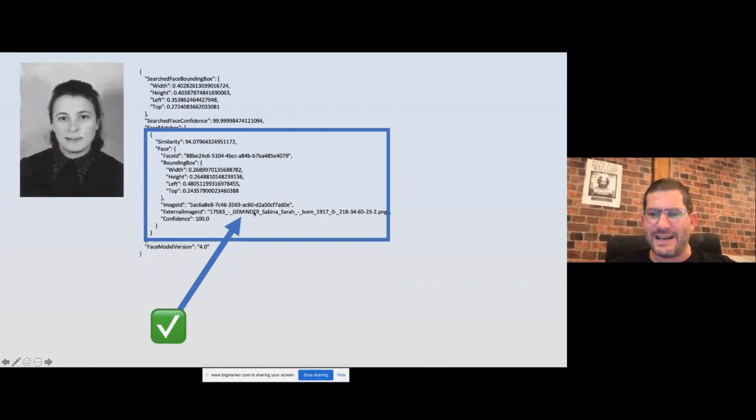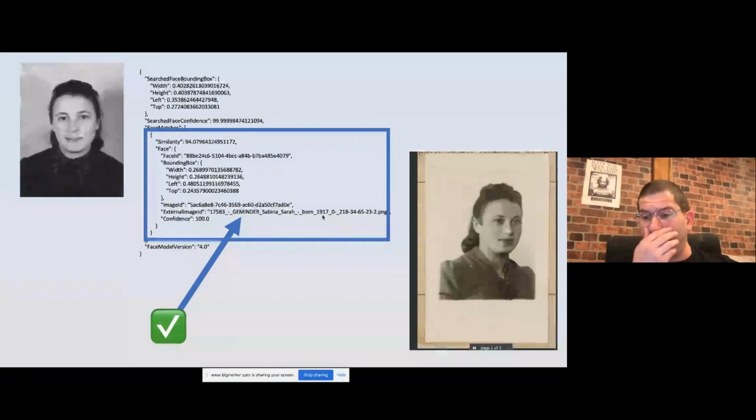And I went, aha. Because the other thing said Sprinza Geminder, Sarah, Sabina, close, born 1917, very close. A lot of people changed their names, nicknames. I'm probably onto something. And then I looked at the picture, and that's the picture from my first slide. And if you look at that carefully, that's the same woman. This is definitely a few years later.